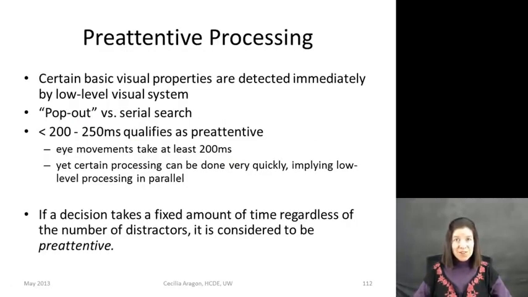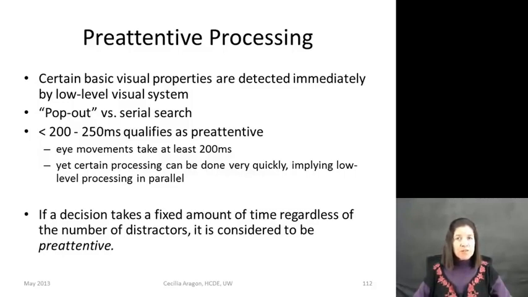Your immediate detection of the red 5s is called pre-attentive. It turns out that certain basic visual properties are detected immediately by the low-level visual system. It means they pop out at you rather than requiring a visual search through all the elements.